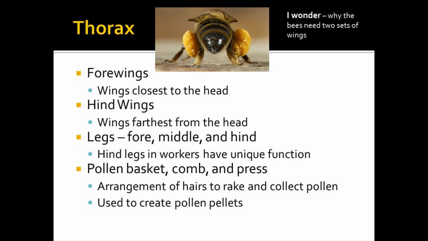On the rear legs, there is the pollen basket, comb, and press. These are an arrangement of hairs to rake and collect pollen, and they make pollen pellets, which are of many use around the hive. I wonder, why do bees need 2 sets of wings to fly?